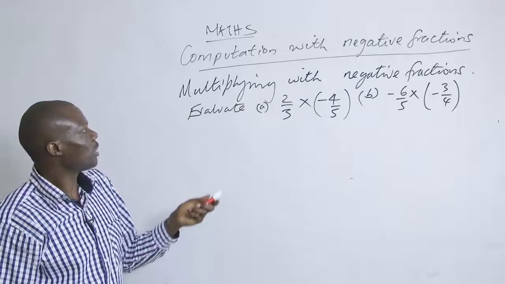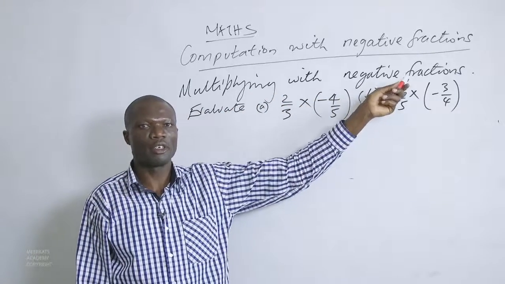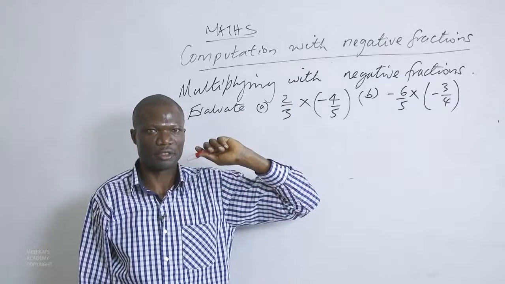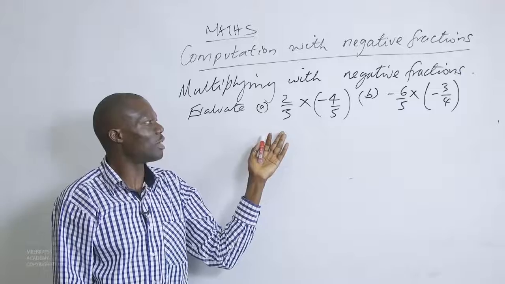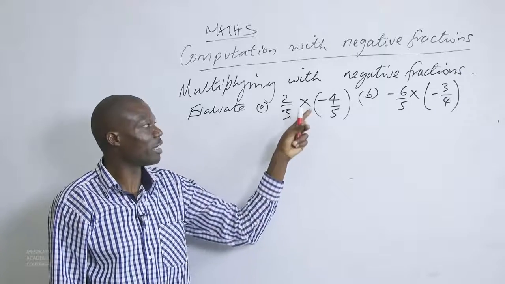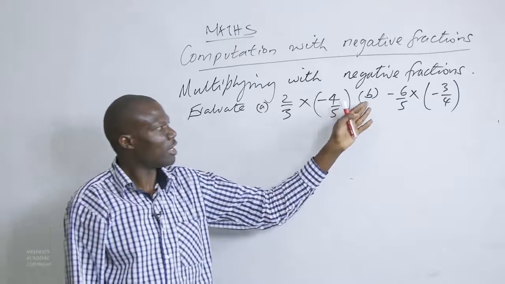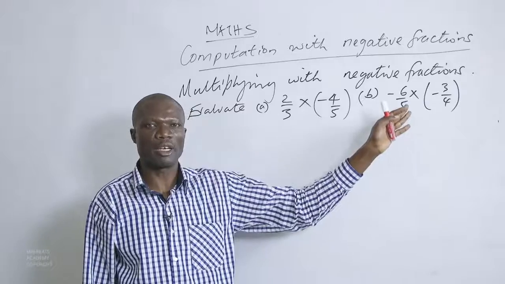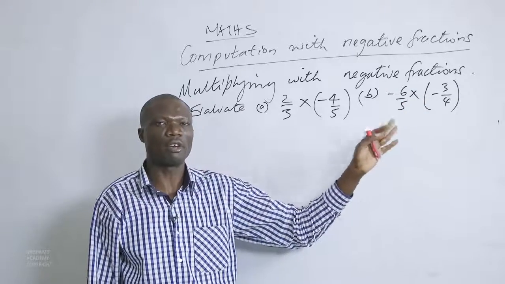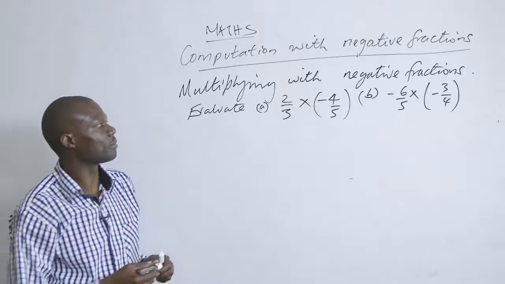Let us now look at multiplying with negative fractions. Now here, evaluate 2 over 3 multiplied by negative 4 over 5. And B, we shall look at negative 6 over 5 multiplied by negative 3 over 4. Let us start with the first one.